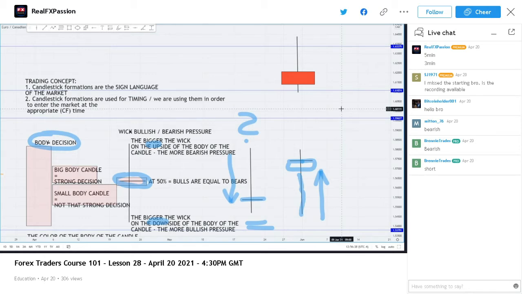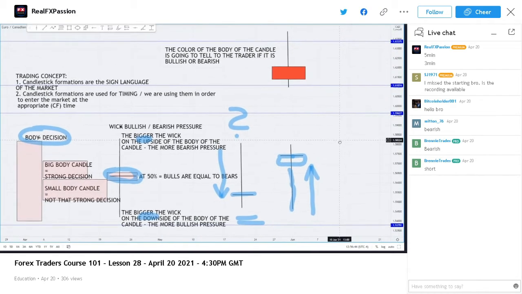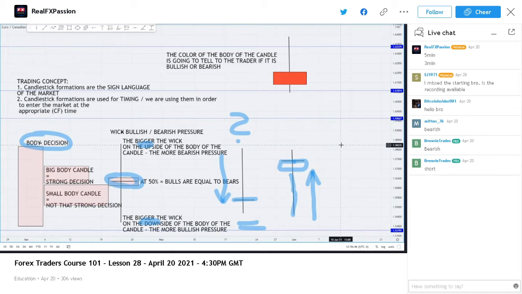So look at the body and remember, let's start with the color. The color of the body of the candle is going to tell the trader if it is bullish or bearish. So what's the color saying? Is it bullish or bearish?